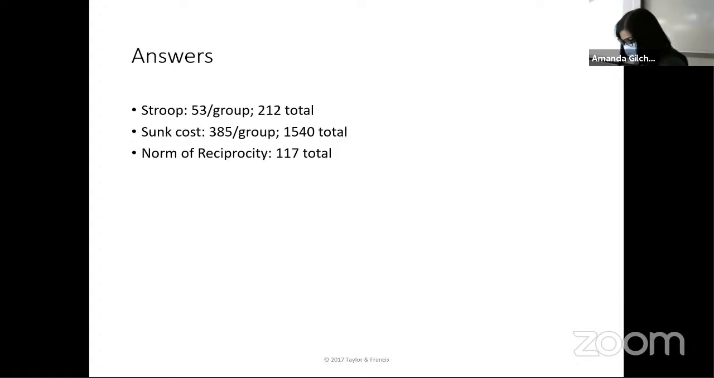Now, when you work out the math that way, which is the better one to do? So it's $10 per hour. So if it's 1 hour, it's $10 times your total number of participants. For sunk cost, it's a half an hour, so we're going to do 5 per the total number of participants. And then for the norm of reciprocity, we're going to do 20 because it's a 2-hour study per the 117 participants.